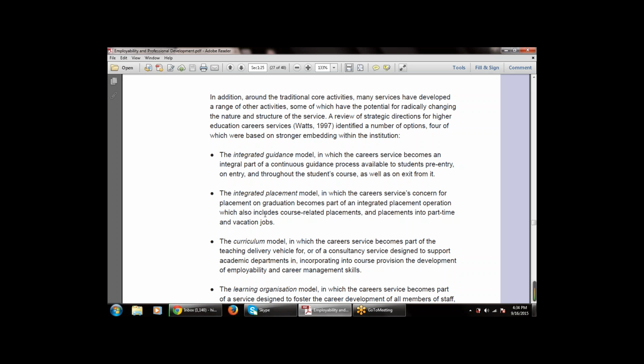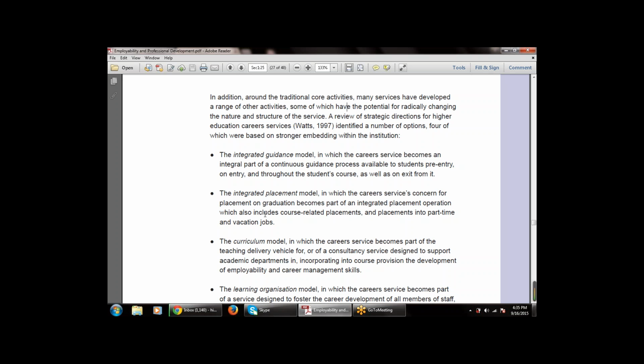Then the integrated placement model, in which the career service is concerned with placement on graduation. Whatever course any student is taking, they can get placement. Then the curriculum model, in which the career service becomes part of the teaching delivery vehicle, or a consultancy service designed to support the academic department.